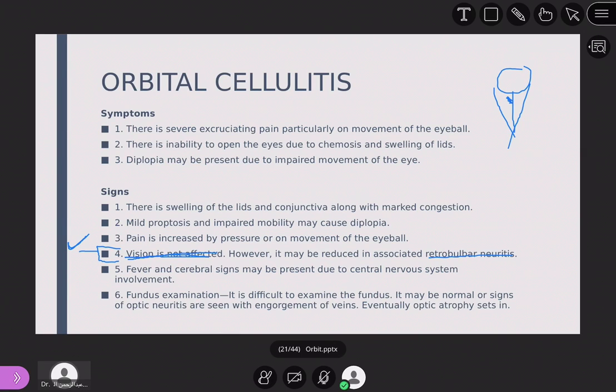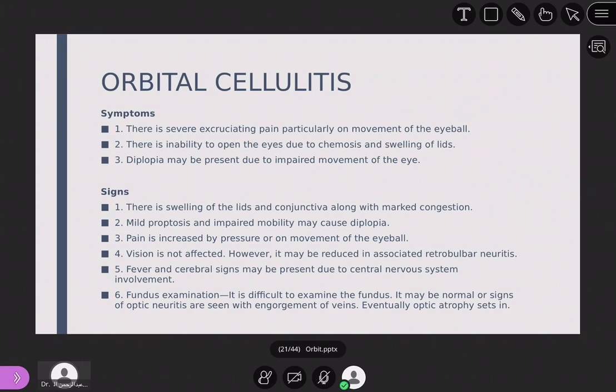Most of the lectures are from the books, but there are some mistakes or not that accurate information from the book. So the vision is not affected, however it may be reduced and associated with retrobulbar neuralgia. Okay, I can give this 50% correct.